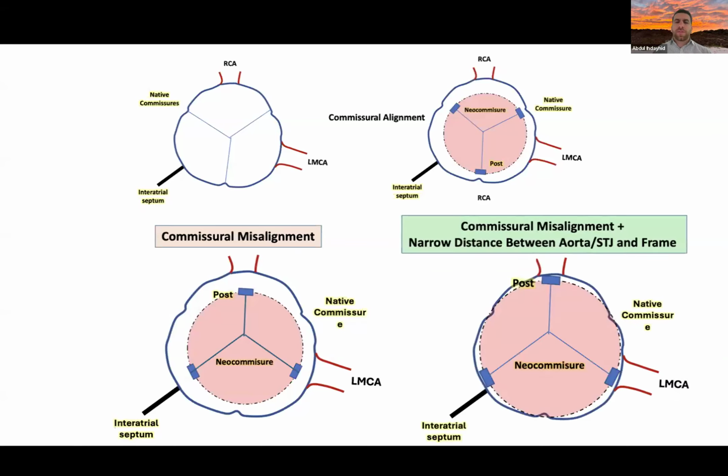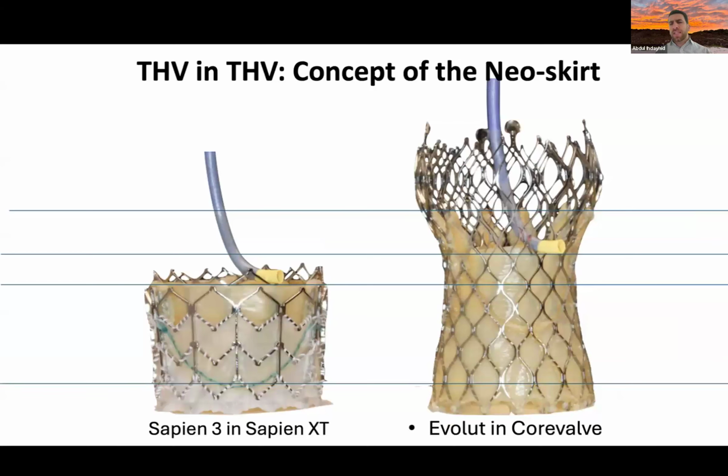And that's becoming even more of a concern. Again, this webinar series has talked a lot about the concept of lifetime planning and the concept of the neoskirt. Very briefly, when we put a second valve into the original TAVI valve, the original leaflets get put into a fixed open position in general, and that creates essentially a covered stent around the original valve frame, which we call the neoskirt.